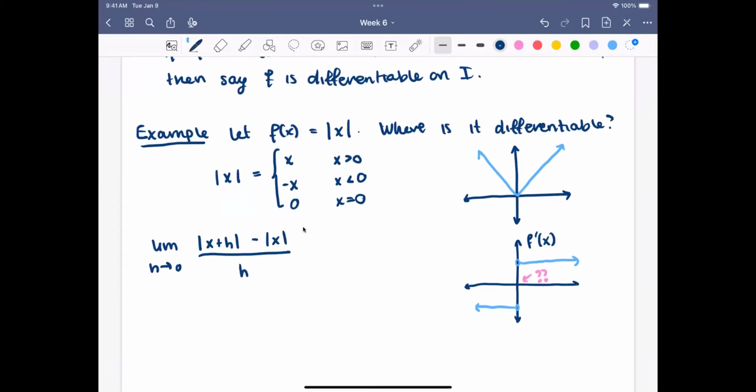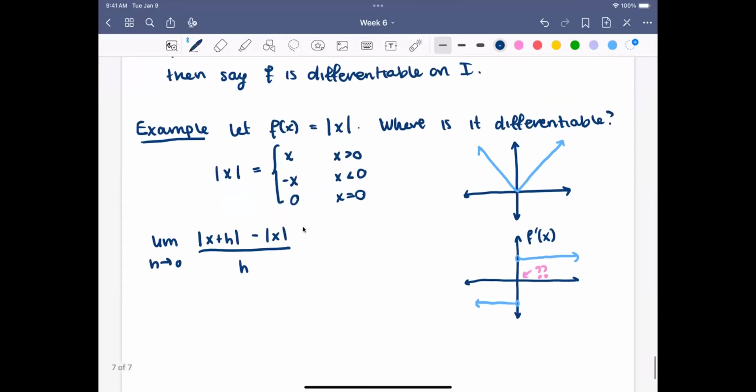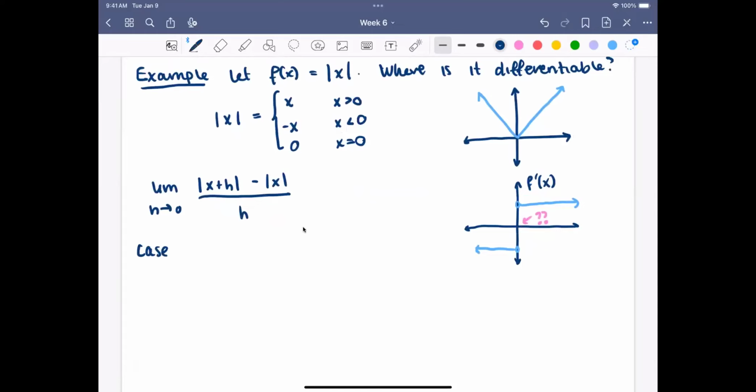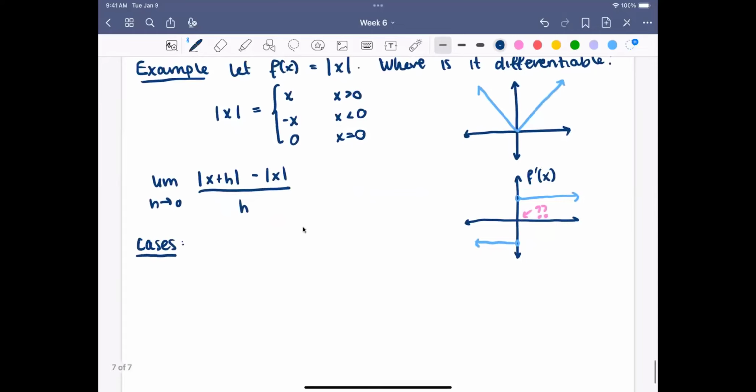And since our function is a piecewise function, we're going to have to break this up into cases in order to be able to do any arithmetic with these absolute values. So I'm going to look at these cases. The first thing that I'll look at is whenever x is greater than 0. This is the first case here. So the absolute value of x is equal to x.